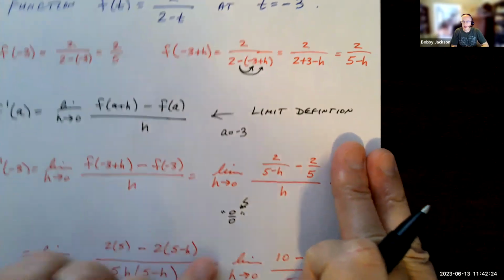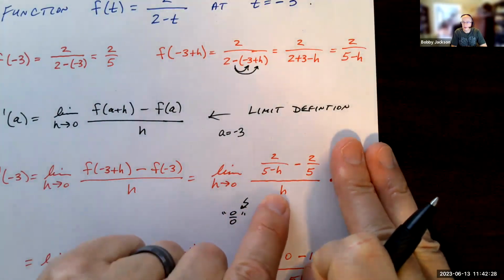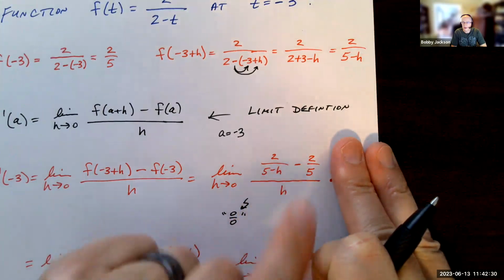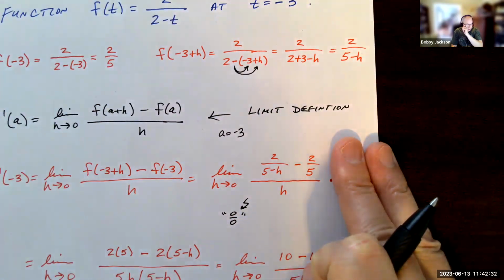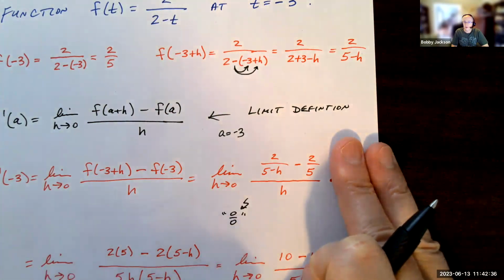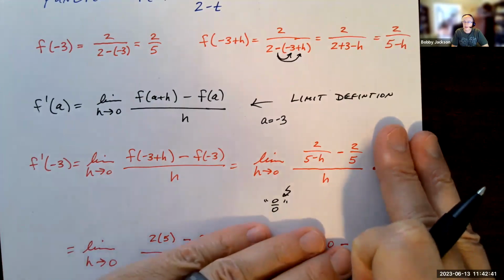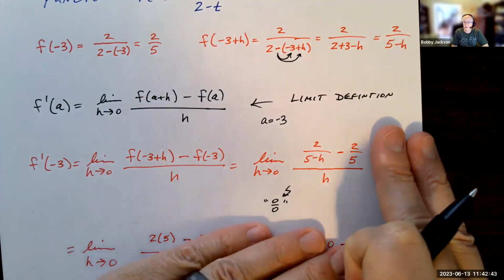Okay, so just stop right there. If I try and plug in h equals 0 there, obviously 0 in the denominator, and I'll have 2/5 minus 2/5. I'll have 0 in the numerator. So that is the indeterminate form, 0 over 0, which means we've got work to do. Does not mean the limit does not exist. So I want to simplify this expression.